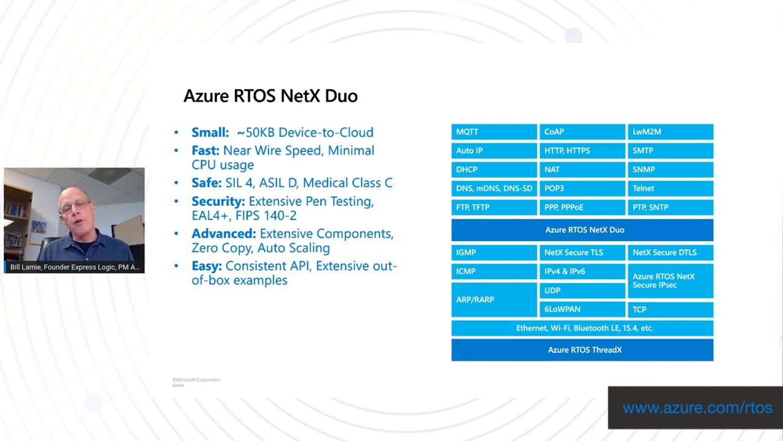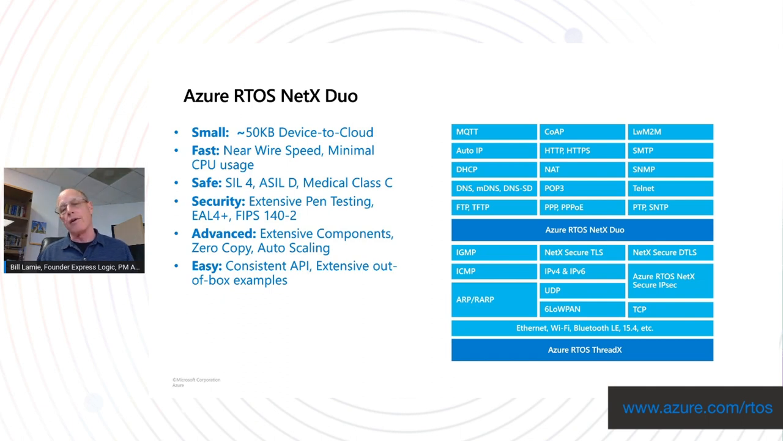In terms of performance, NetX Duo is a zero copy implementation, so we can get near wire speed and at the same time use minimal CPU. And again, NetX Duo is SIL4, ASIL-D, medical class C, functional safety certified. We've also taken the TLS stack and the software crypto library through security certification, EAL4 Plus and FIPS 140-2.